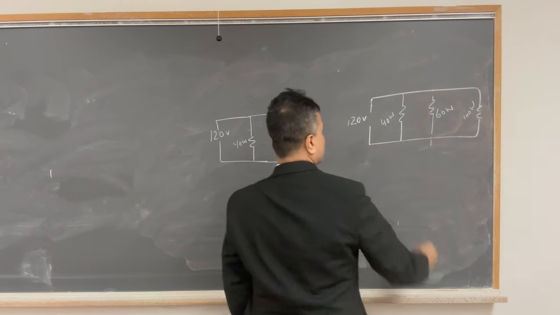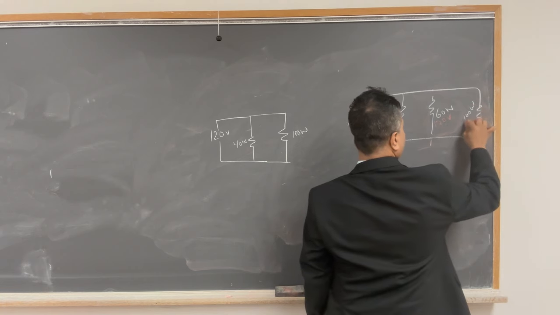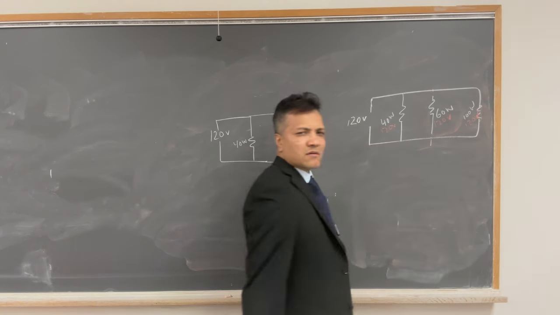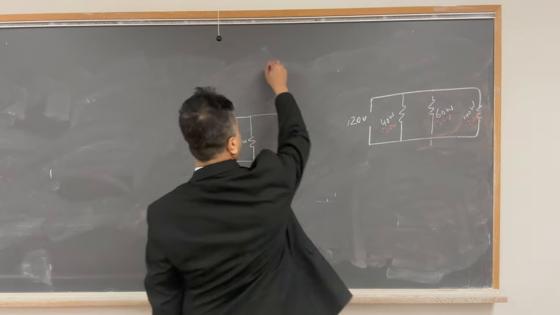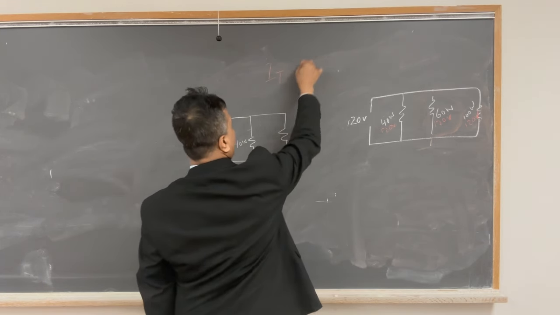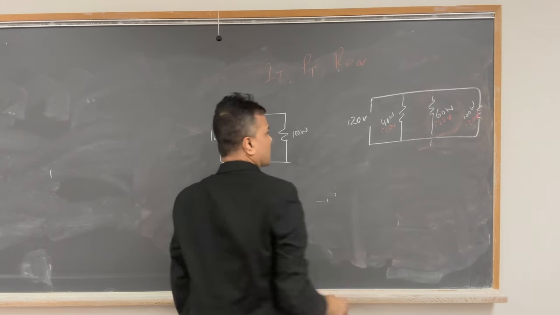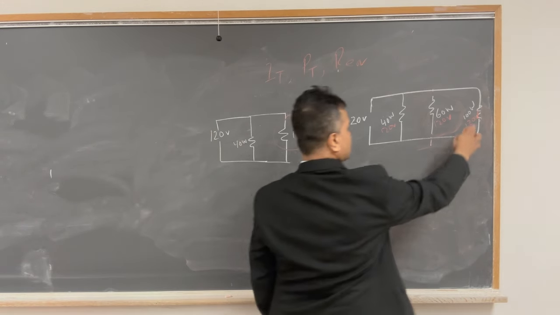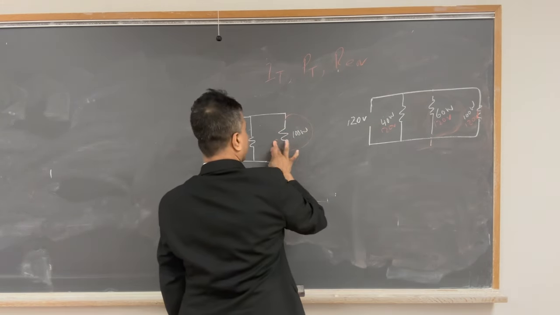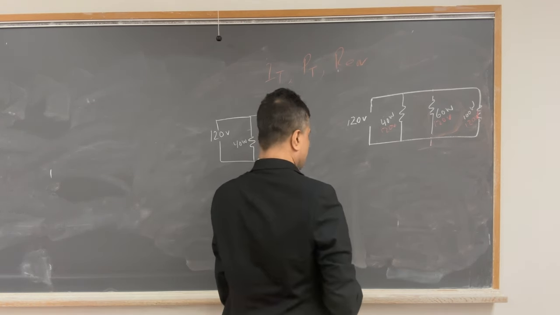All right, so voltage 120, 120, 120. So what's going to be changing? Three things are going to be changing: total current, total power, and equivalent resistance. Okay, so you're going to discover it. However, this one and this one would be exactly the same. Okay. All right, so now let's find the current.